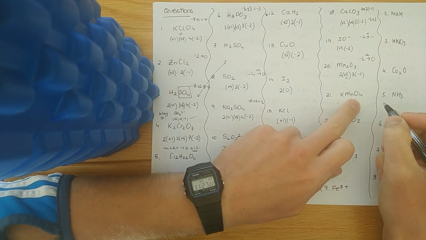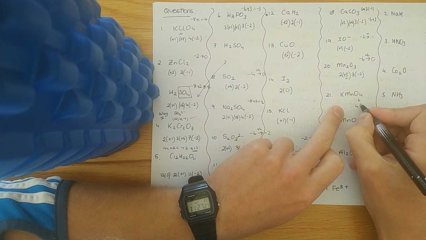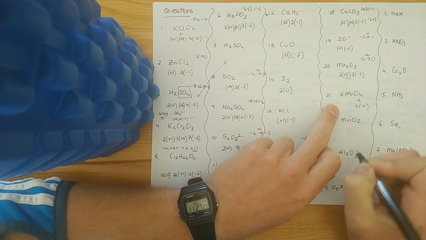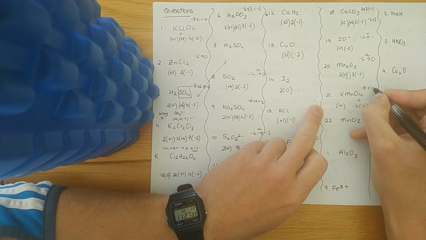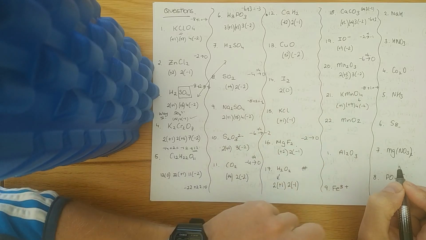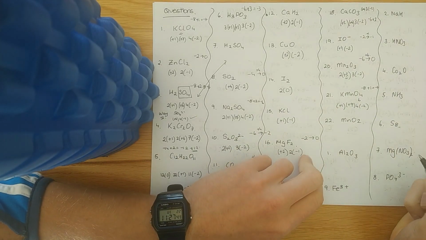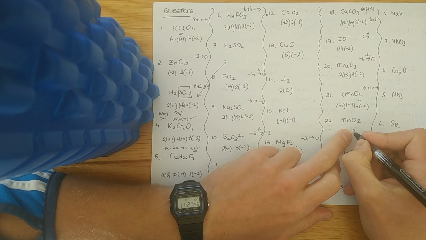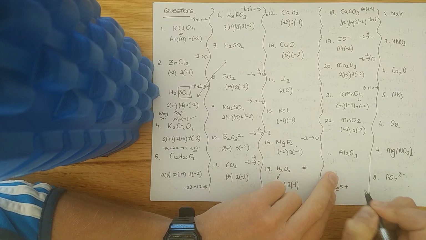Potassium manganate 7. You'll see why it's called potassium manganate 7 now. 4 times minus 2. Your group 1 potassium is plus 1. Minus 8 plus 1 is minus 7. You want to get it to 0, so you're adding on 7. So your oxidation state of manganese is plus 7. Manganese dioxide here, 2 times minus 2. Manganese there is plus 4.